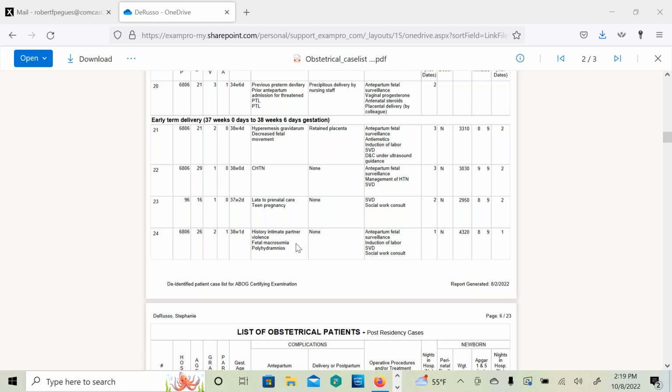Do macrosomic infants tend to have any neonatal issues? Yes, so they have a higher likelihood of hypoglycemia or hypothermia and need for further resuscitation. Very good. Good. So would you counsel this patient about the option, if she were interested, of delivering by cesarean rather than vaginal delivery, given how you presented this case?